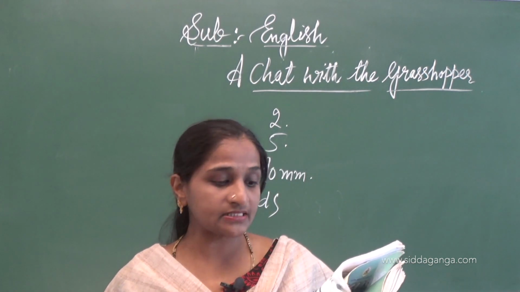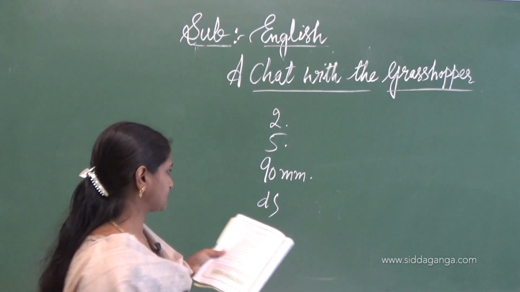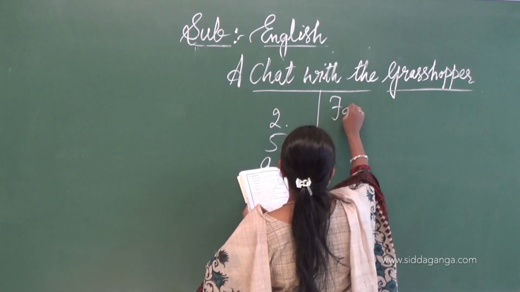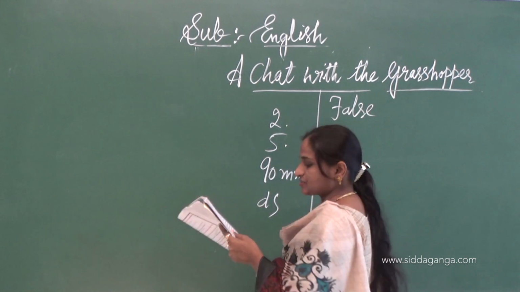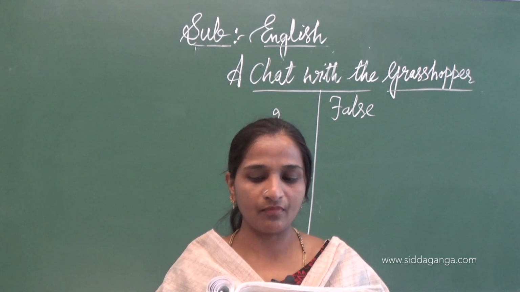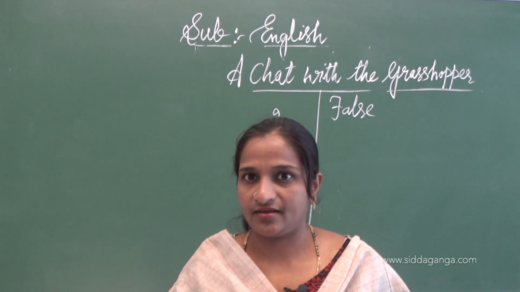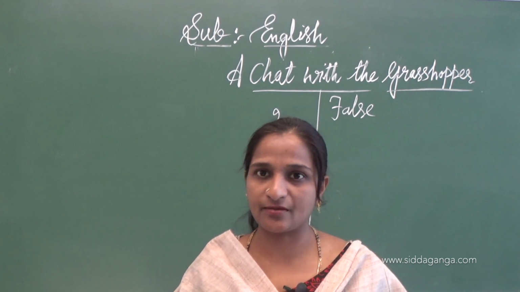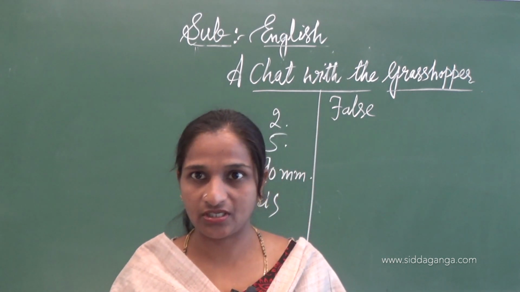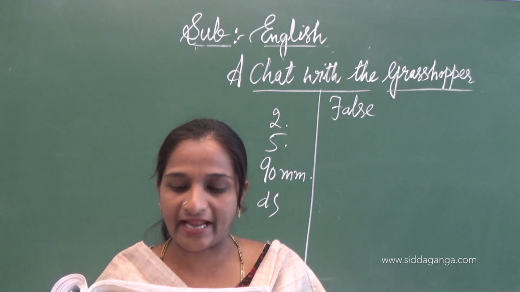Say true or false. A grasshopper is blind and deaf. Is it true? No, it's false. Next, grasshoppers do not have ears, yet they can pick up vibration. How? Because of the antenna, right? The antenna helps the grasshopper to pick up vibration. Understanding?